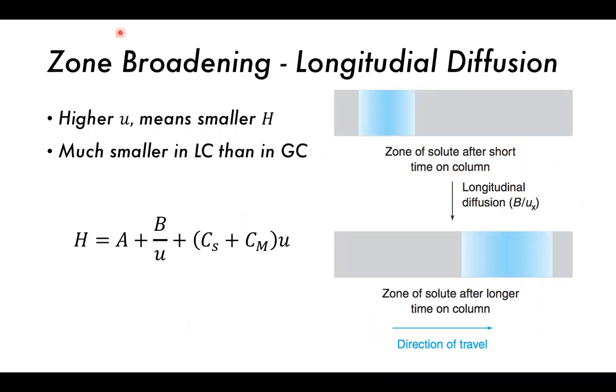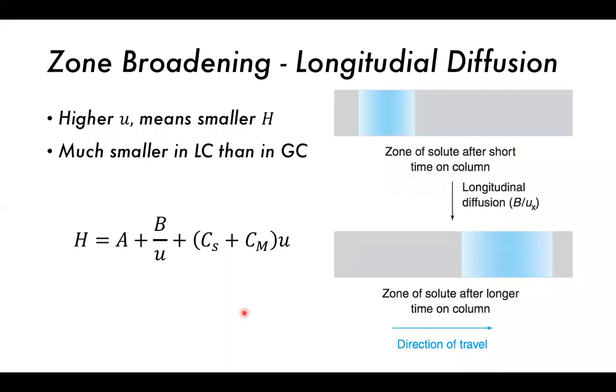So that's why we really need to make sure that it is well packed. Now, zone broadening, longitudinal diffusion. A higher longitudinal velocity means a smaller H, where H is the efficiency, also called the plate height. It is much smaller in liquid chromatography than gas chromatography. This is the Van Deemter equation that we saw earlier. We start off with this band where our solute is inside of the column. After some time, we see that there is longitudinal diffusion as described by B over u, and this zone of the solute has increased in size. This is related to this term in the Van Deemter equation.